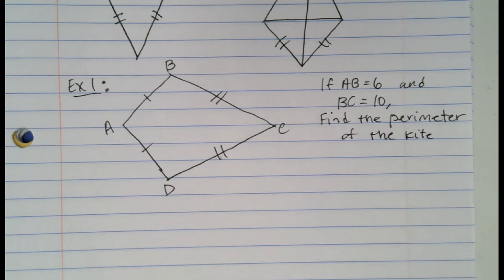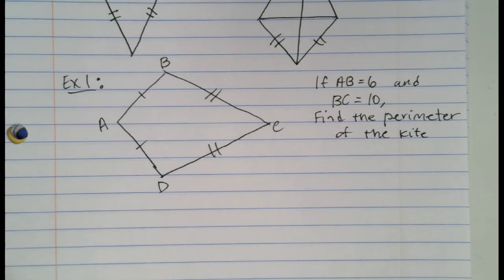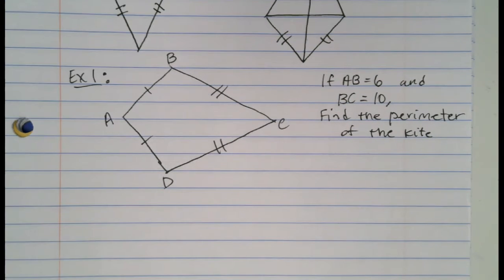You good? Alright, so this will not be hard. Just want to show you this, just want to make sure because there's going to be a problem like this on the worksheet here in a minute. So let's find the perimeter of this kite. Now, I've given you just enough information.